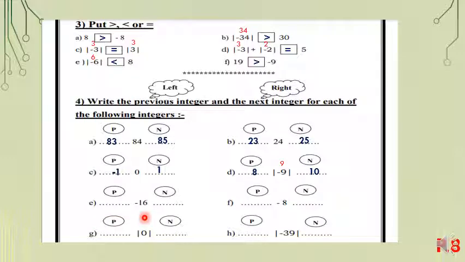Letter E, negative 16. Previous will be negative 17. The next will be negative 15. Letter F, here we have negative 8. Previous will be negative 9. Next will be negative 7. Letter G, here we have the absolute value of 0, which is equal to 0. The previous will be negative 1 and the next will be 1. Letter H, absolute value of negative 39, which means here I have 39. The previous 38 and the next is 40.